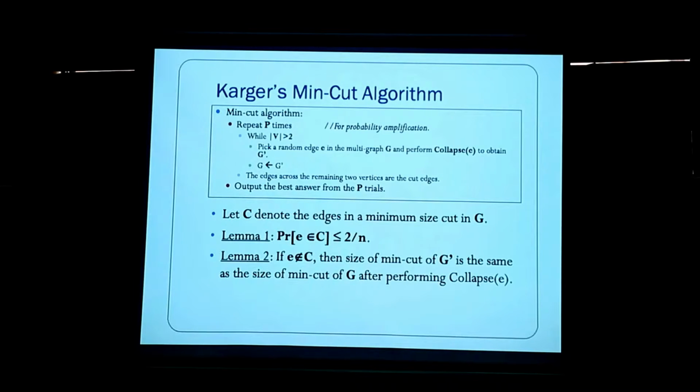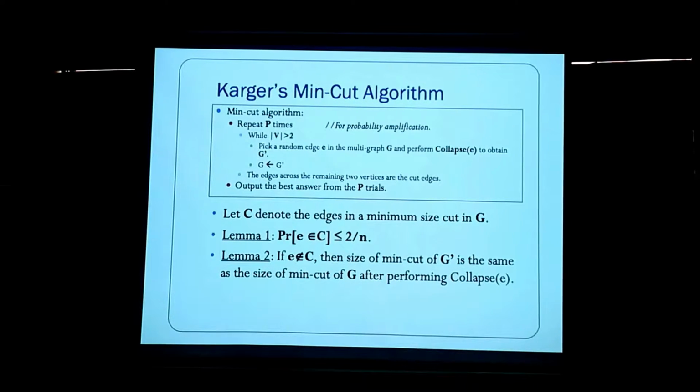So if E is not in the minimum cut C, then the size of the min cut of G prime is the same as the size of the min cut of G after performing a collapse on E, right? Make sense? I'm not saying anything fancy. If this edge that you pick to collapse does not belong to the min cut, then the size of the min cut of the new graph after collapsing is the same as the size of the min cut of the original graph. That does not change. Okay?